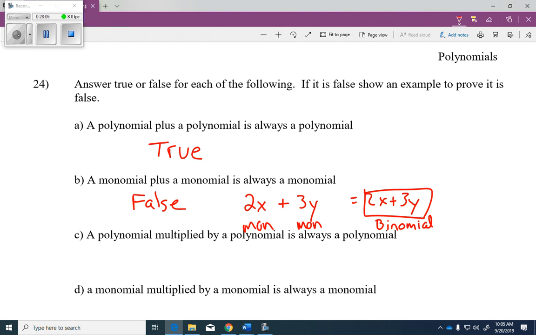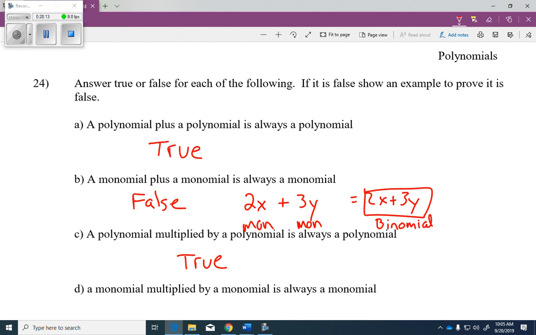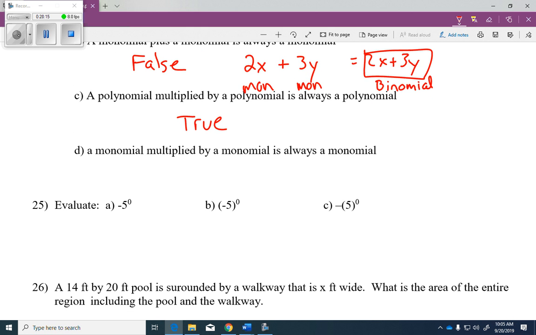A polynomial multiplied by a polynomial is always a polynomial. That's true. And then a monomial multiplied by a monomial is always a monomial. That's also true. Remember, a monomial is something without plus or minus signs, right? A monomial only has one term. So if I'm multiplying a monomial times a monomial, there aren't any plus or minus signs to begin with in the problem, so there's no way I could get plus or minus signs in the end. So that's why it's always true.